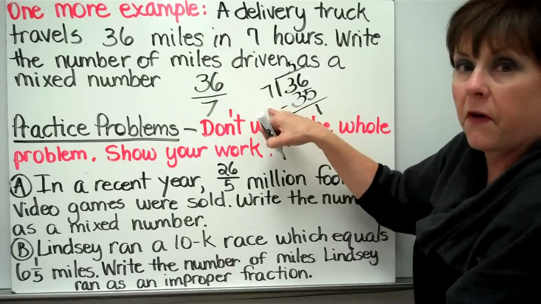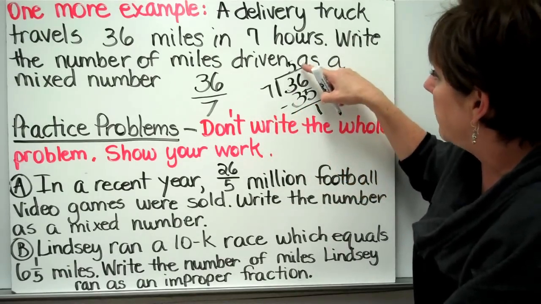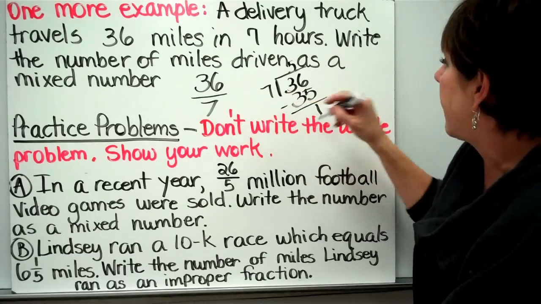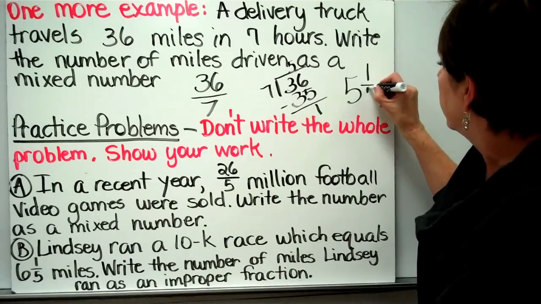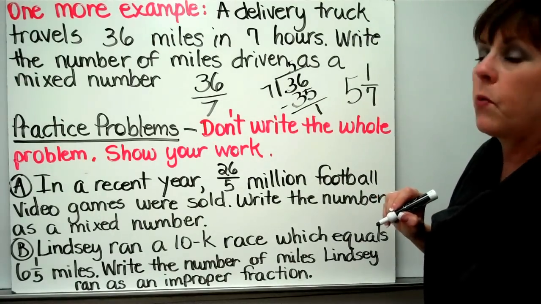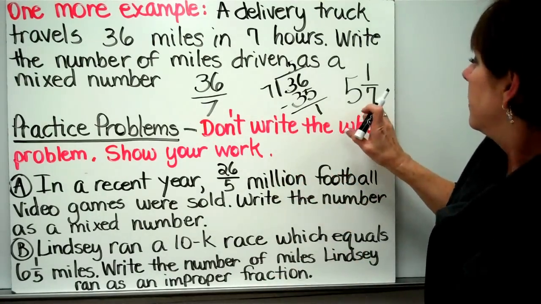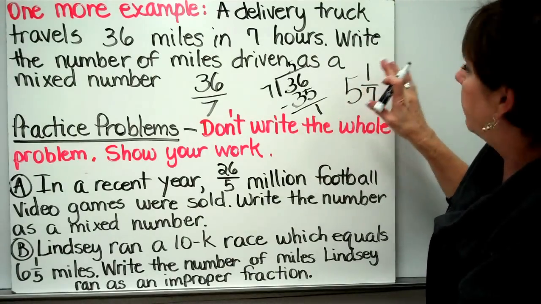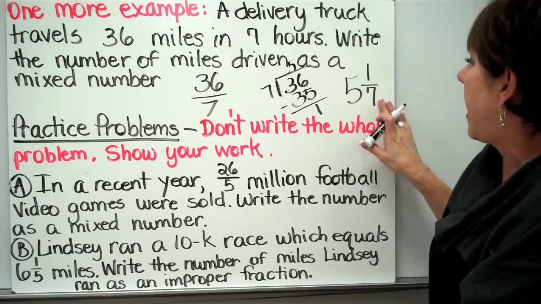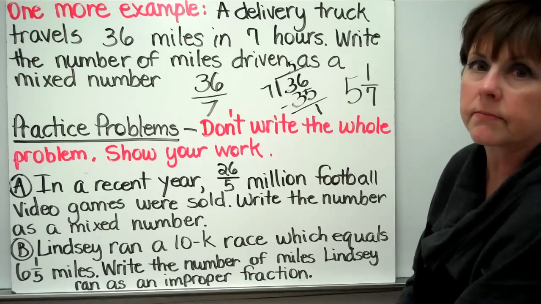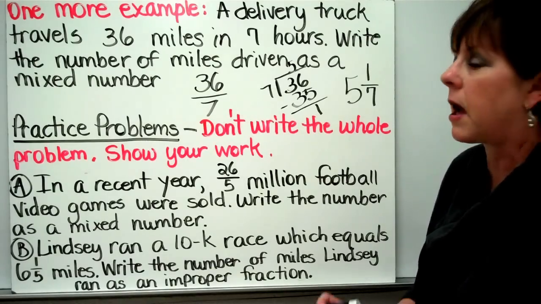We'll make this into a fraction, and our answer would be 5 and 1/7. We would write this as 5 and 1/7. If you wanted to check it, you could. 7 times 5 is 35, plus 1 is 36/7. Notice they both have a 7 on the bottom. They both have a 7 as a denominator.